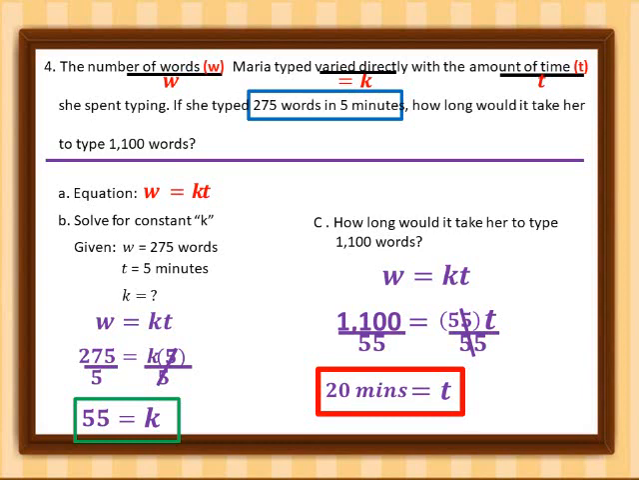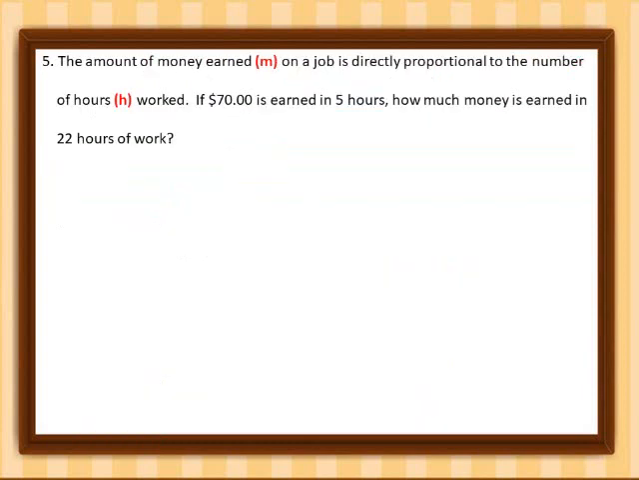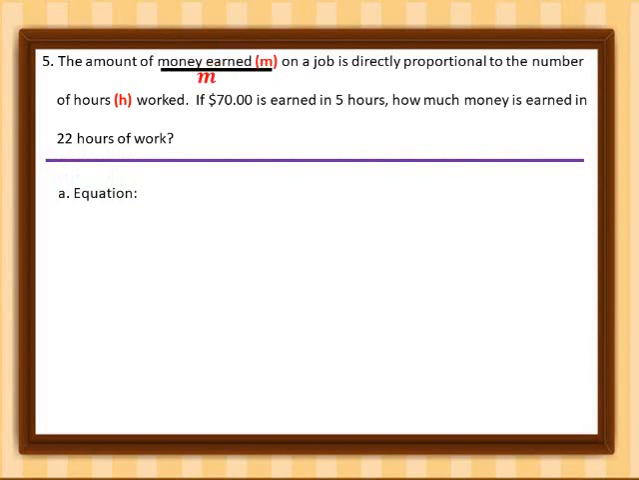Okay, now, problem number 5. The amount of money earned on a job is directly proportional to the number of hours worked. If $70 is earned in 5 hours, how much money is earned in 22 hours of work? Okay, so again, we have the money directly proportional to the number of hours. So we have M is equal to K times H.